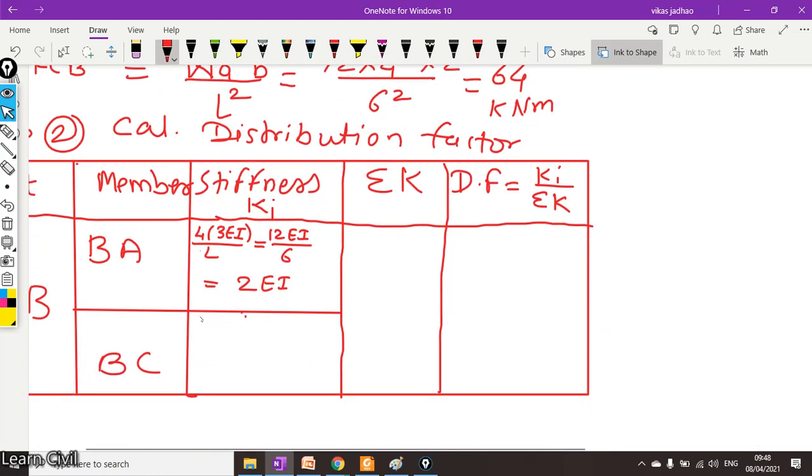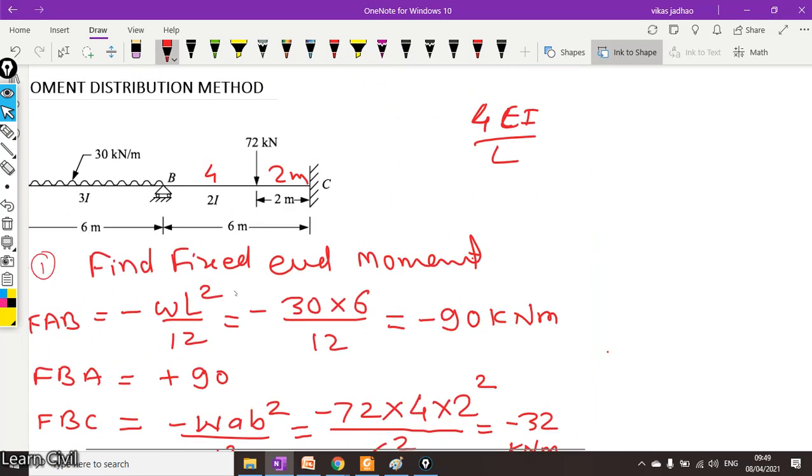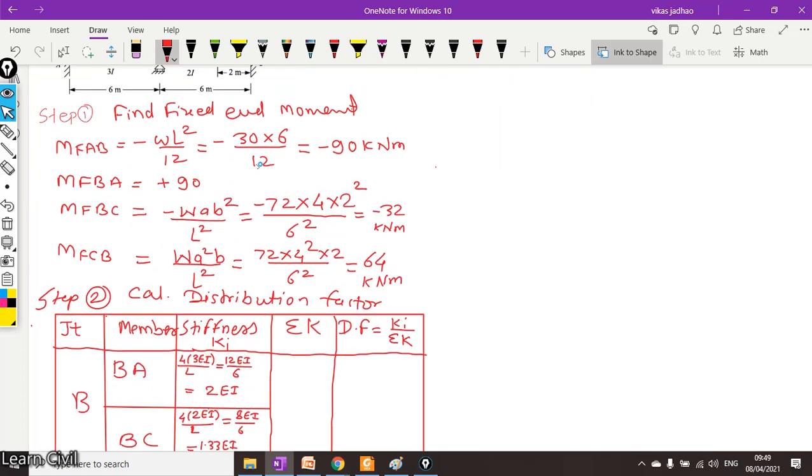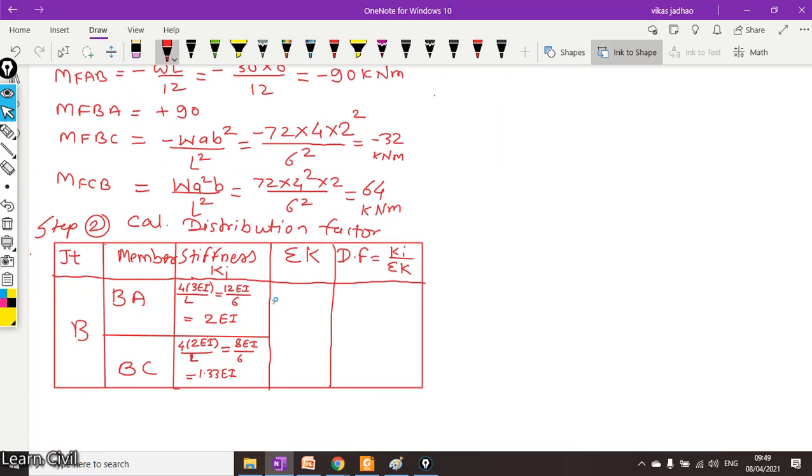So we'll write down here 4. Again we have the EI value as twice EI, divided by L. So this is equal to 8 EI, and the span of BC is again 6 meter. So this is equal to 8 by 6, that is 1.33 EI. So this is the stiffness for member BC.